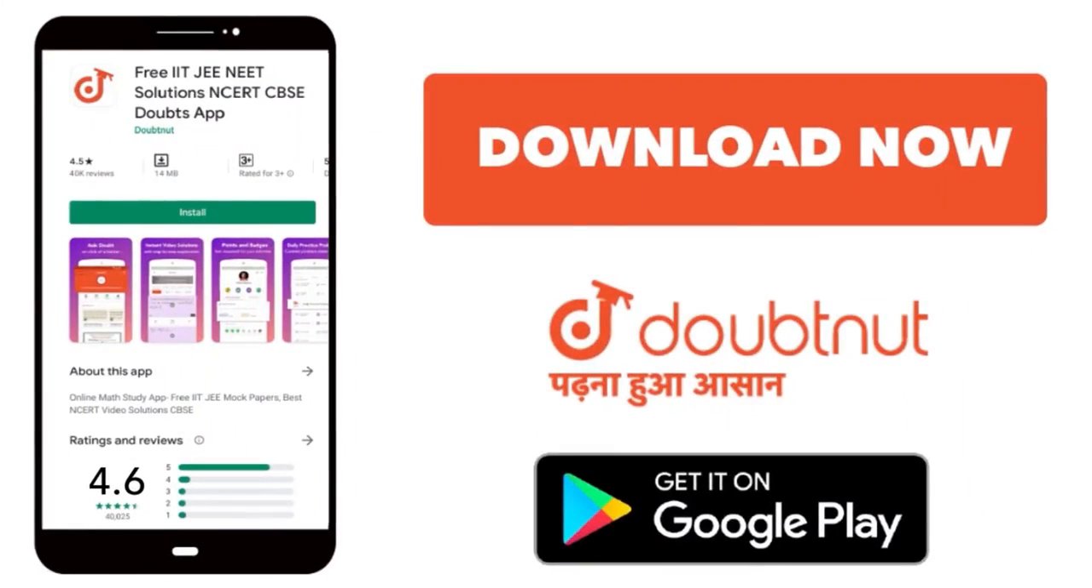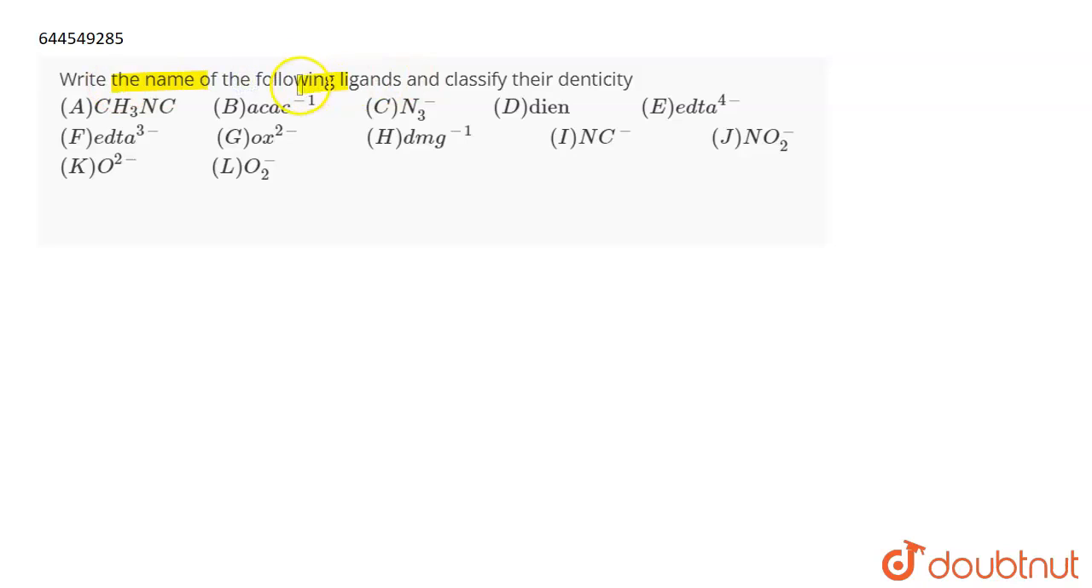Download Doubtnut app today. The question is, write the name of the following ligands and classify their denticity. Now, if you talk about A, which is CH3NC, what is the name of this ligand? It is actually methyl isocyanide, right? The name of the ligand is methyl isocyanide.